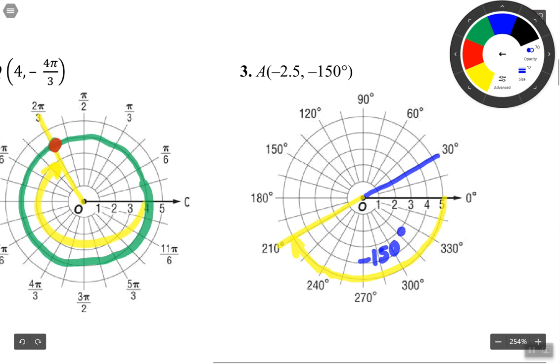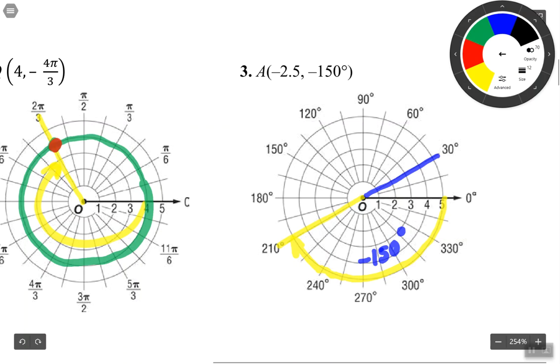How do you see that? This is back from when we first started the unit circle. Going counterclockwise is positive, going clockwise is negative. So I got to go 30, 60, 90, 120, 150 to get the negative angle. Got it? So that's the negative 150.